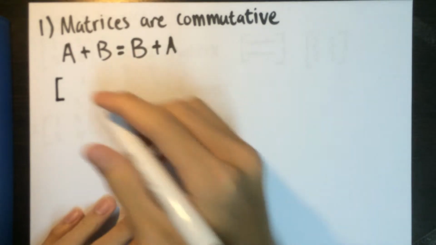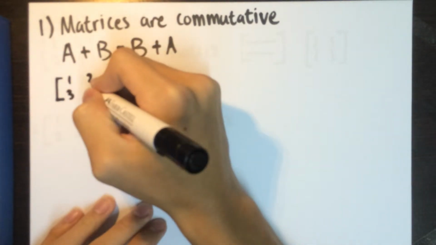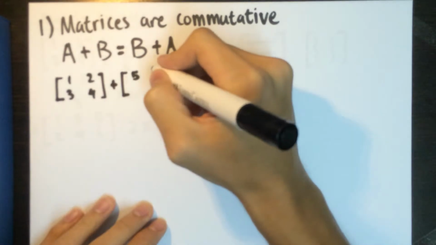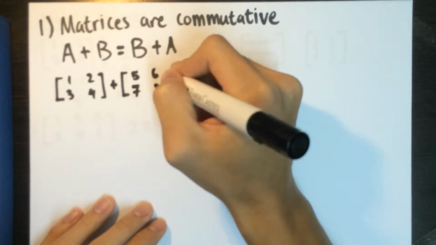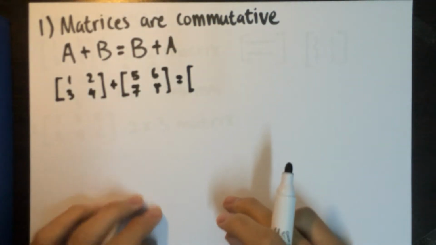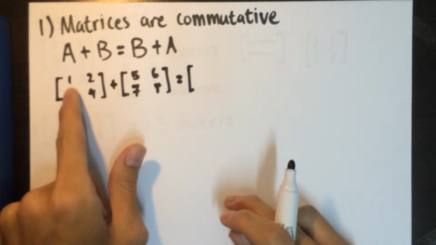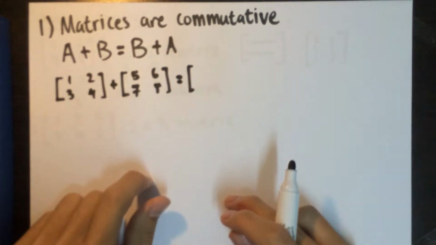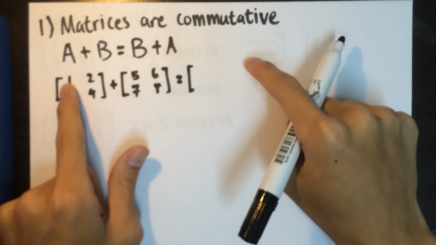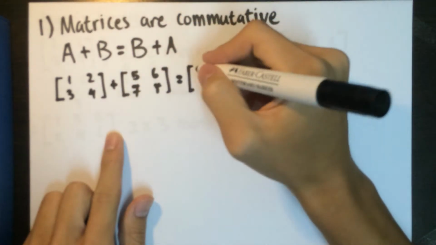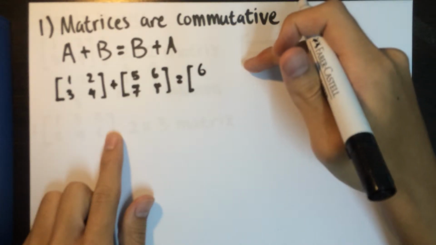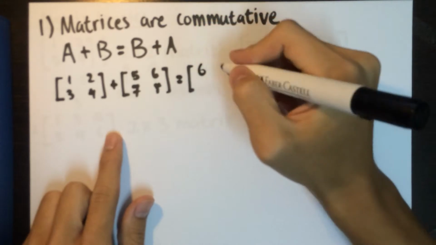So let's say that for A we got 1, 2, 3, 4. Okay, and for B we have 5, 6, 7, 8. So for A plus B, what we just do is we add the numbers that are in the same position forward. So in this case, first row, first column, okay, 1 plus 5, you get 6. First row, second column, 2 plus 6, we get 8.